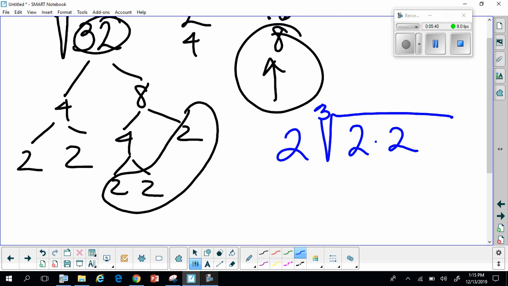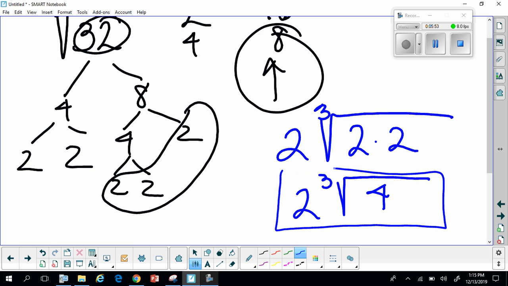So what you're going to do now is say 2 root 3. The property of radicals also says that anything underneath the radical sign can be multiplied. So that would be your final answer.